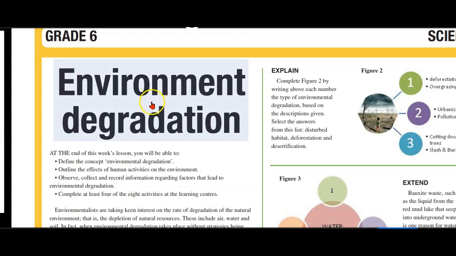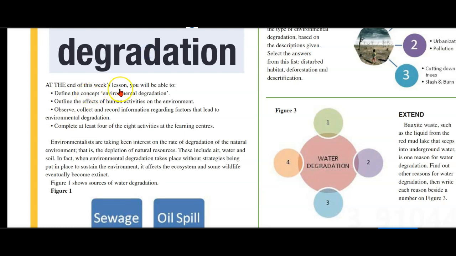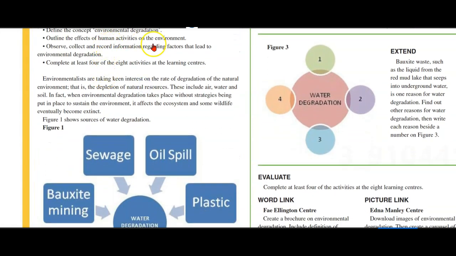In this episode, we are looking at environmental degradation. At the end of this week's lesson, you'll be able to define the concept environmental degradation, outline the effects of human activities on the environment, observe, collect, and record information regarding factors that lead to environmental degradation, and of course, complete at least 4 of the 8 activities at the Learning Center.